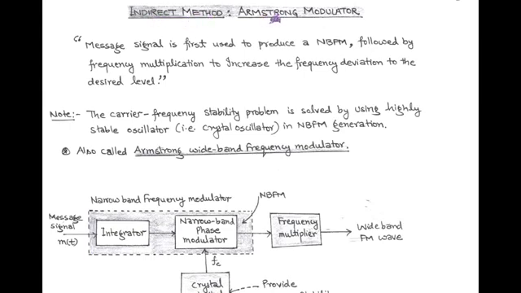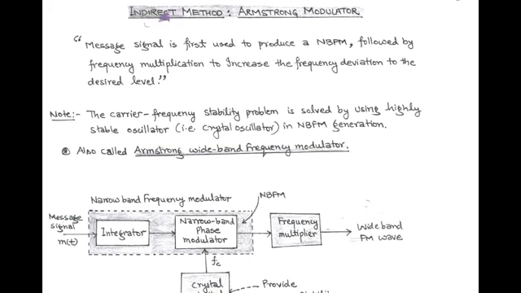The next method for the generation of FM is the indirect method. It is also called the Armstrong modulator. In the indirect method, the message signal is first used to produce narrowband FM, and then we use a frequency multiplier to increase the frequency deviation as per our interest. So there is a difference between the direct method and the indirect method. In the direct method, we generate narrowband FM directly using the instantaneous frequency. That is called the frequency of oscillation.